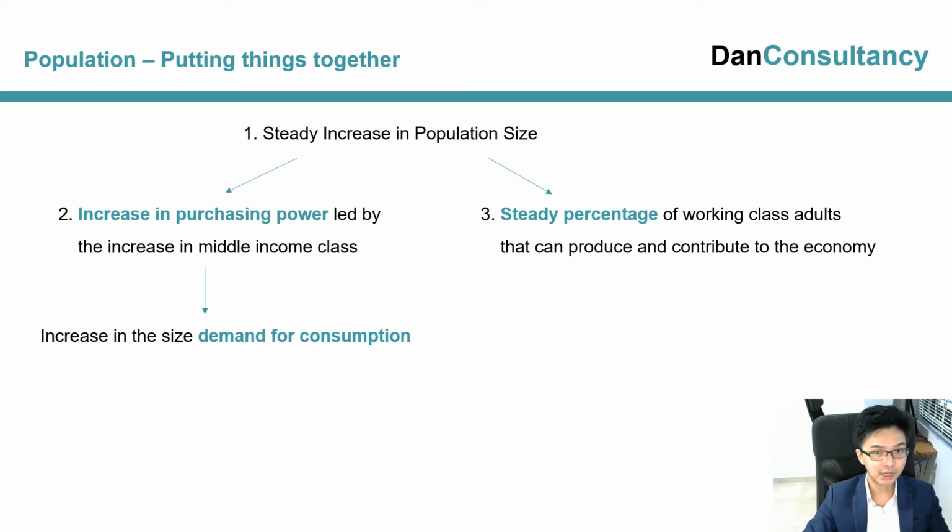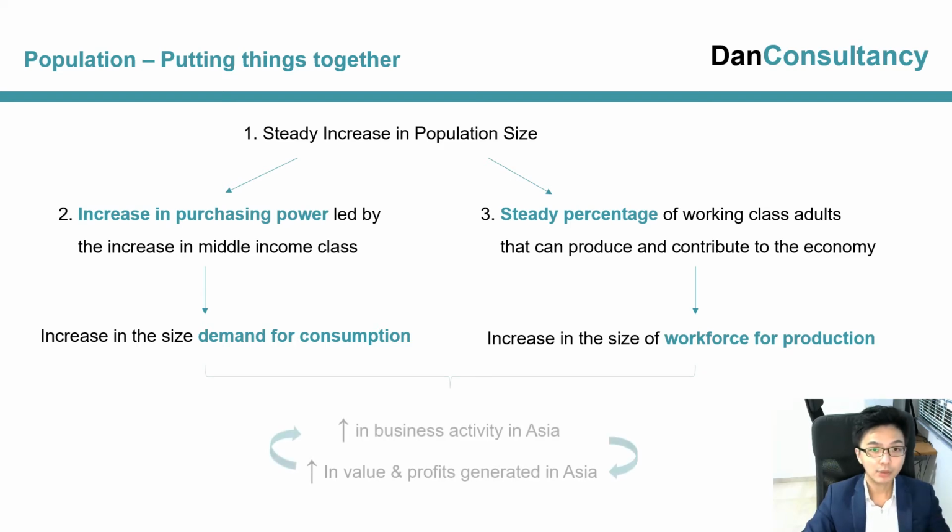Okay? As a result of this increase in the population size and the increase in purchasing power of the population, what we will experience is an increase in demand for consumption by Asians. Similarly, as the population size increases while the percentage of working class remains stable, it will result in an overall increase in the size of workforce in Asia that will contribute to a higher level of production. The combination of these two factors will result in higher demand being met by higher supply, all happening within Asia.